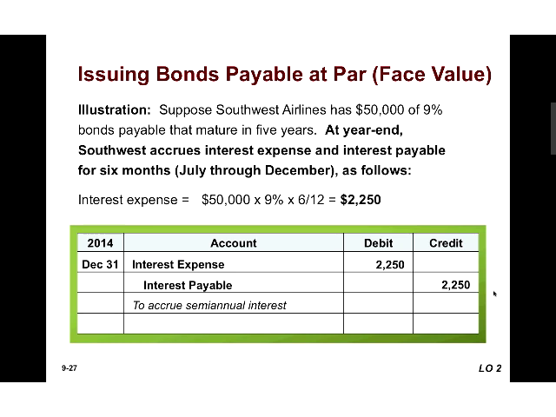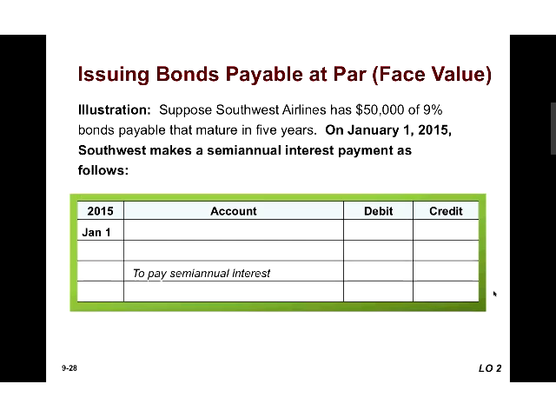Our next entry, so this was December 31st. We were accruing interest. The next entry chronologically is going to be January 1st. So on January 1st, we actually cut the interest checks and send them out. So when we do that, we have to say, okay, we know we're making this payment. We're paying the interest.